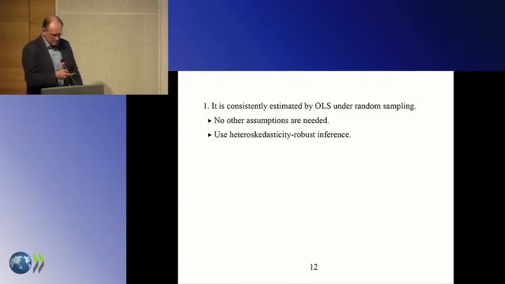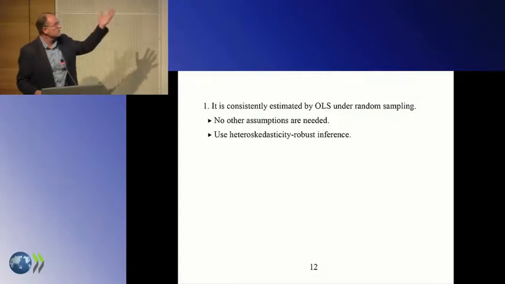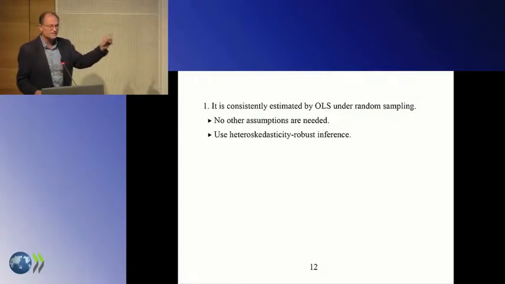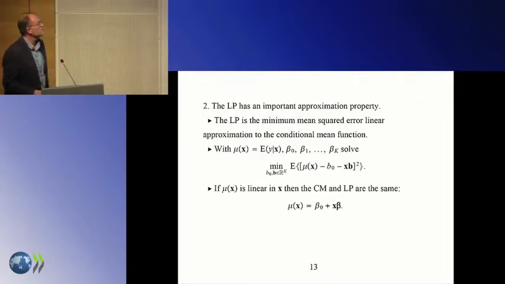And then, of course, we know how to do heteroscedasticity robust inference, and one of the nice things about those standard errors is that they work asymptotically for getting the standard errors for those linear projection coefficients. So it all works out quite neatly.